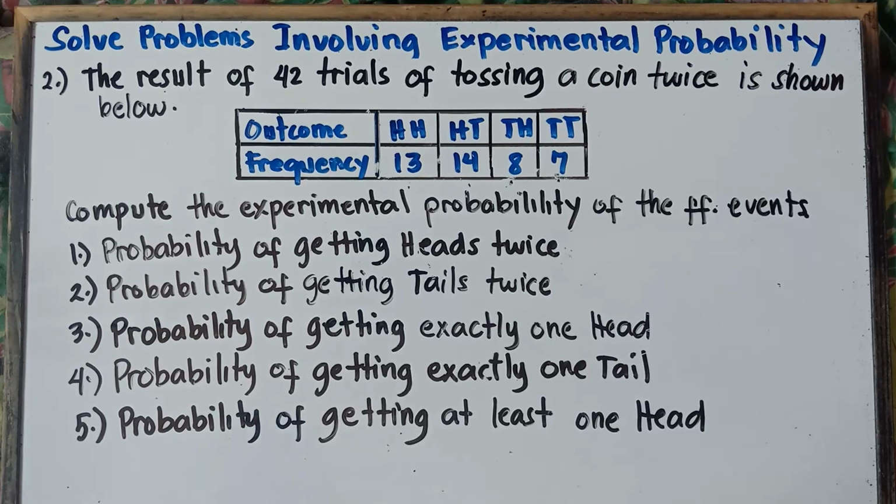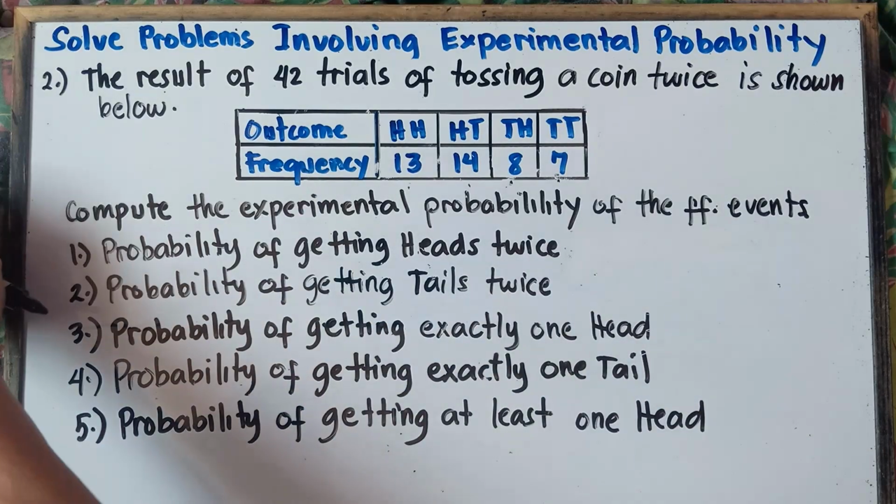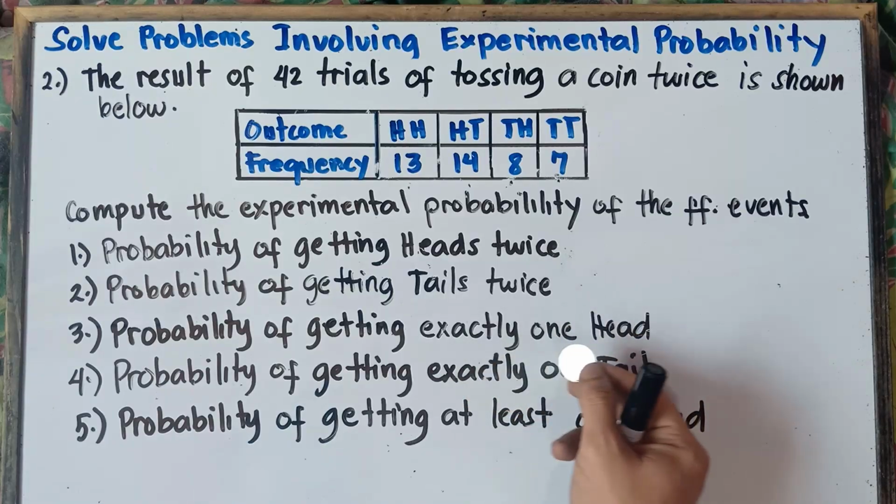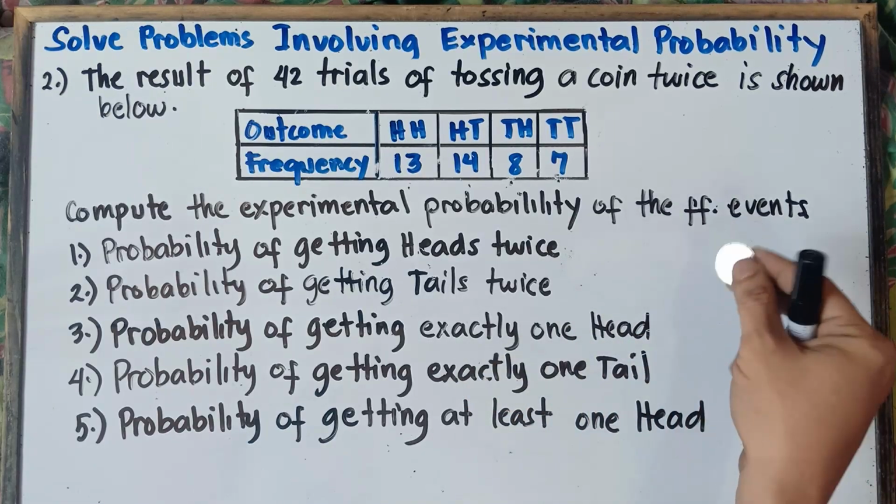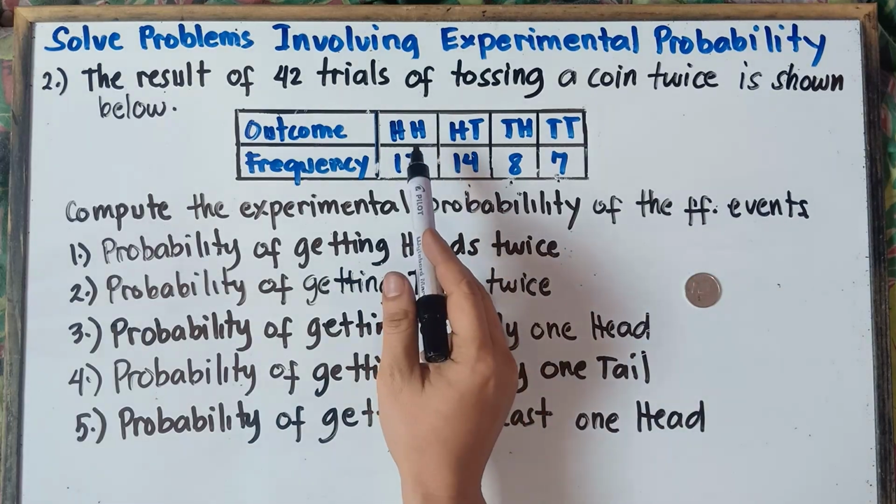Alright, so let's proceed now to example number 2. The result of 42 trials of tossing a coin twice is shown below. So the outcomes, once again, when you toss this coin twice: first toss, it could be head; second toss, it could be head. So therefore, you have 2 heads.